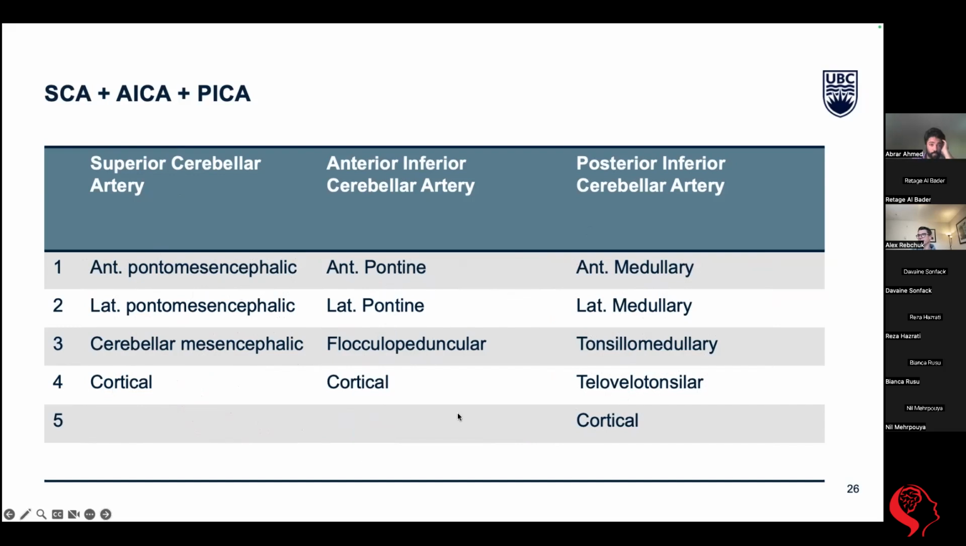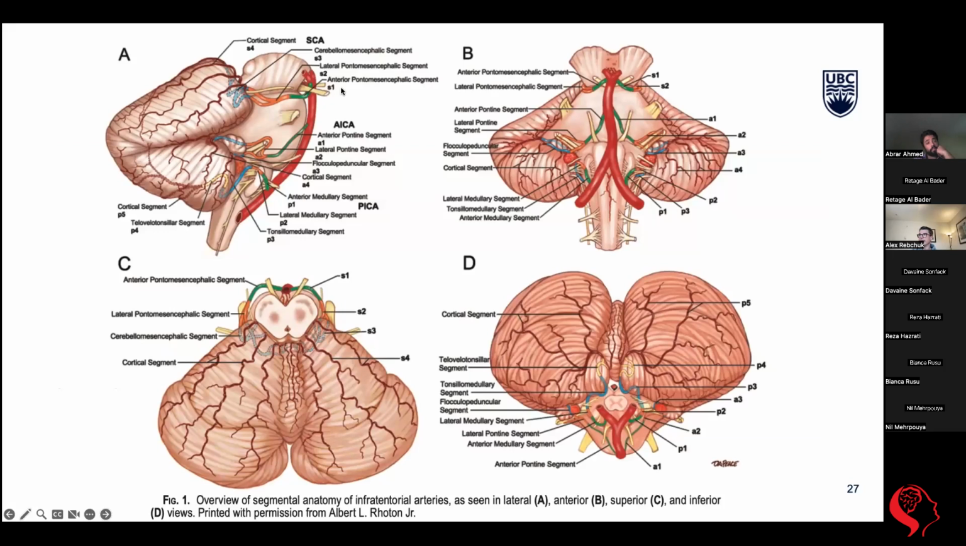And then they're just named based off where they're run. You can see that here. So it's from Lawton's textbook. But again, SCA, in this image, you can see the pontomesencephalic sections. So pontine and the mesencephalon, same thing here. So that's the second one, and then it runs to the cerebromesencephalic segment there.